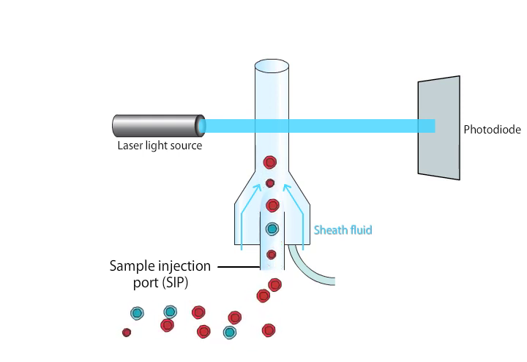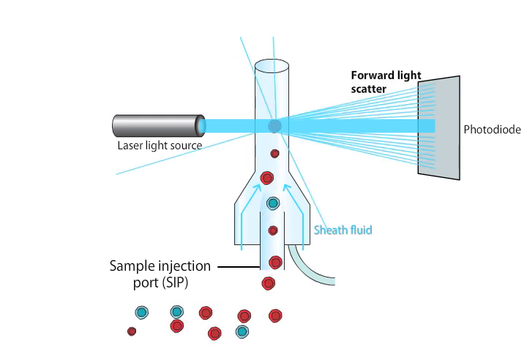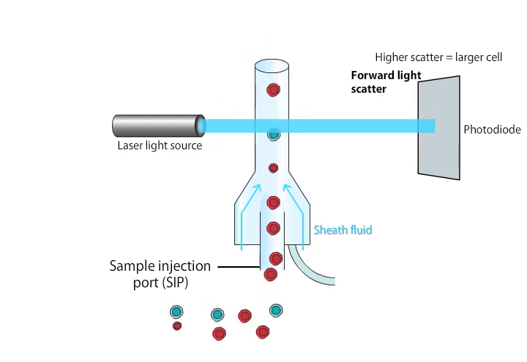As each cell passes through the beam, most of the light is scattered forward. The amount of forward light scatter provides a rough measure of the size of the scattering cell. The more forward light scatter, the larger the cell. This light is detected and recorded by a photodiode.